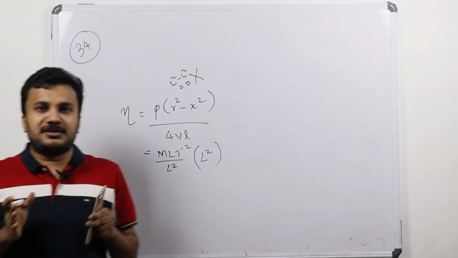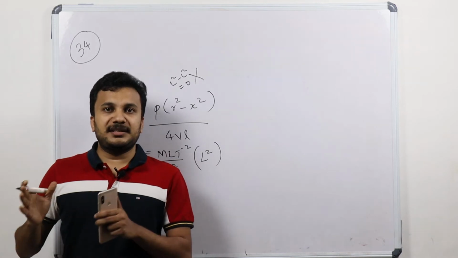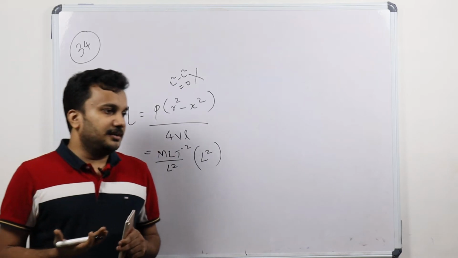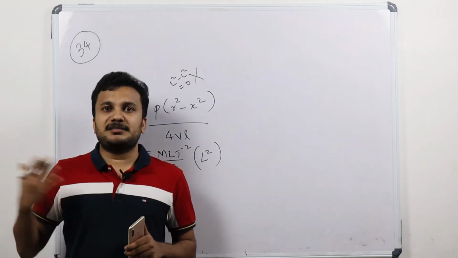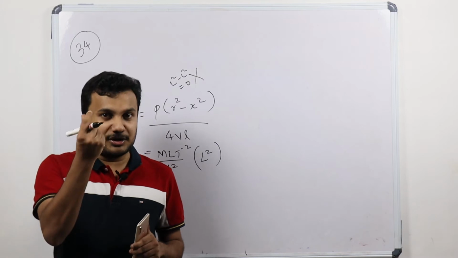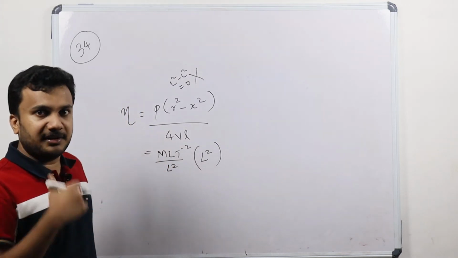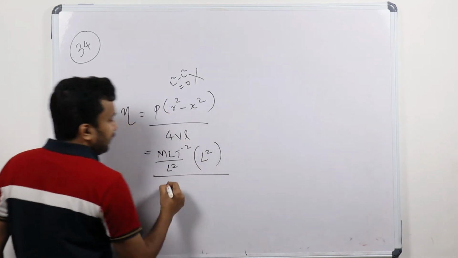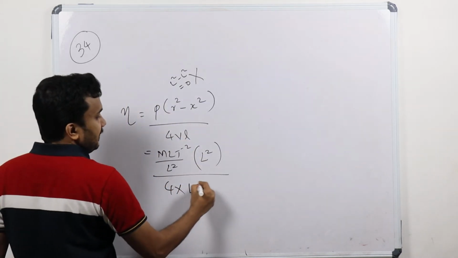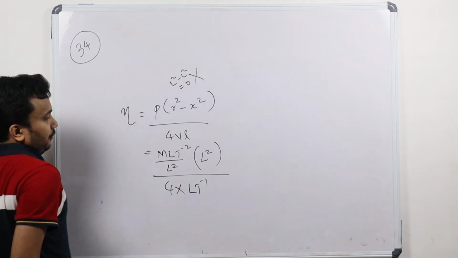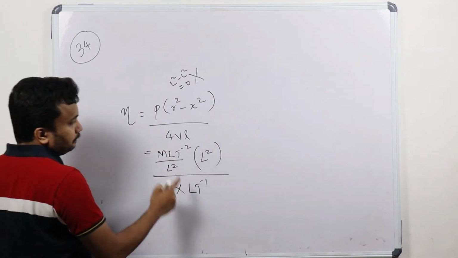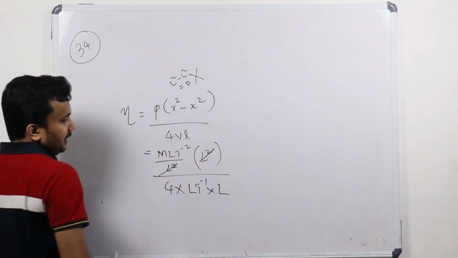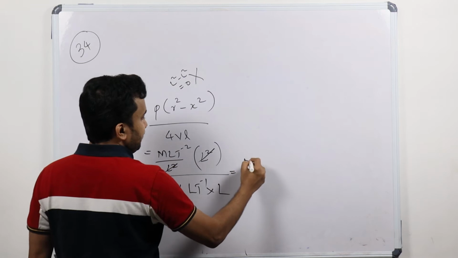If you are subtracting, for example 5 kilogram of sugar minus 3 kilogram of sugar, you will say 2 kilogram. So kilogram is a unit. The magnitude changes, but the unit does not change. So L square is a unit, and here in 4VL, V means LT raised to minus 1, and L is L. So this L square and this L square get cancelled.